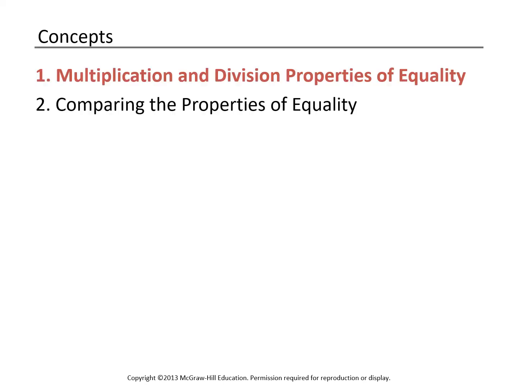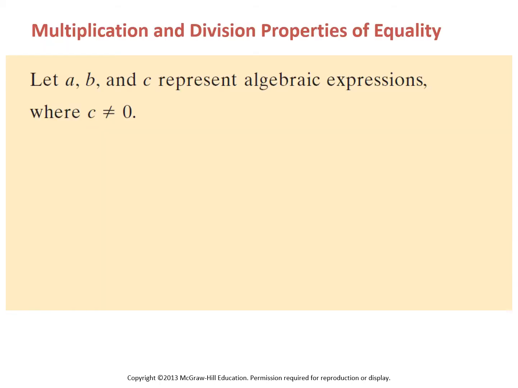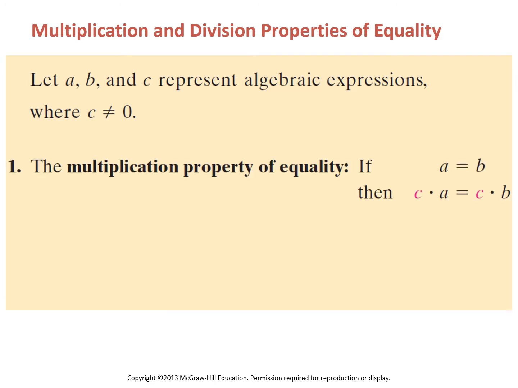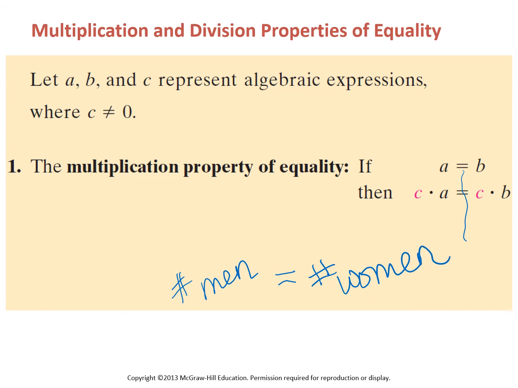This is section 3.3. We're using the multiplication and division properties of equality to solve equations. So if we have A equal to B and we multiply both sides of this equation by the same constant C, it is still balanced. So for example, if the number of men in a room is equal to the number of women in the room, and we double the number of men, as long as we double the number of women, they will still be balanced.